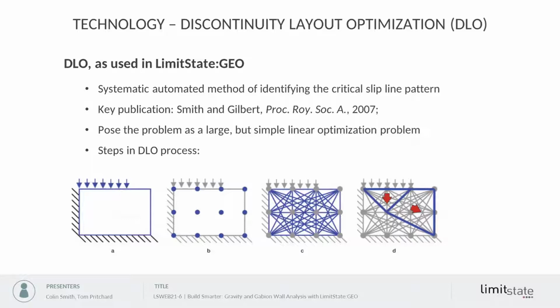Now, with modern optimizers, we can solve problems with millions of potential sliplines very rapidly, and this is essentially what LimitState GEO does. So it's able to model with thousands of nodes and millions of potential sliplines, and the more nodes, the more potential sliplines you have, the closer to the collapse mechanism you're going to get. And the method has been verified against a wide range of benchmark problems.